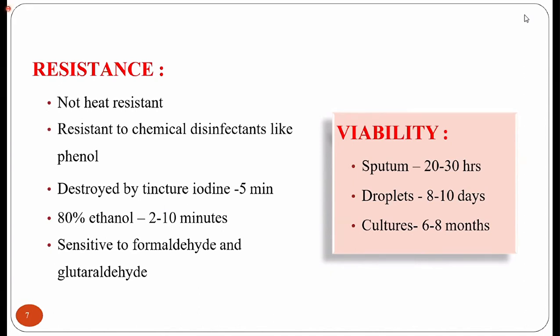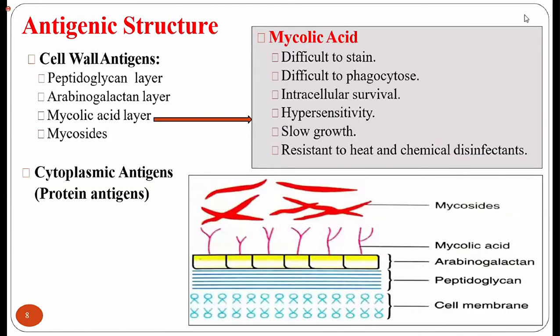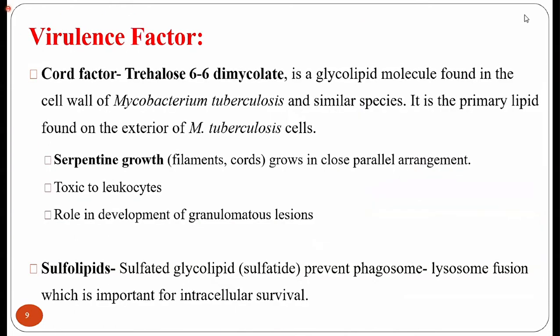The viability of this organism in the sputum is about a few hours, in droplets, a source of infection, is about a few days, and cultures take a few months for the culture itself. So this is important information to know. The antigenic structures here, due to the presence of mycolic acid, they have different cell wall antigens, and they have cytoplasmic antigens, as you can see from the PowerPoint.